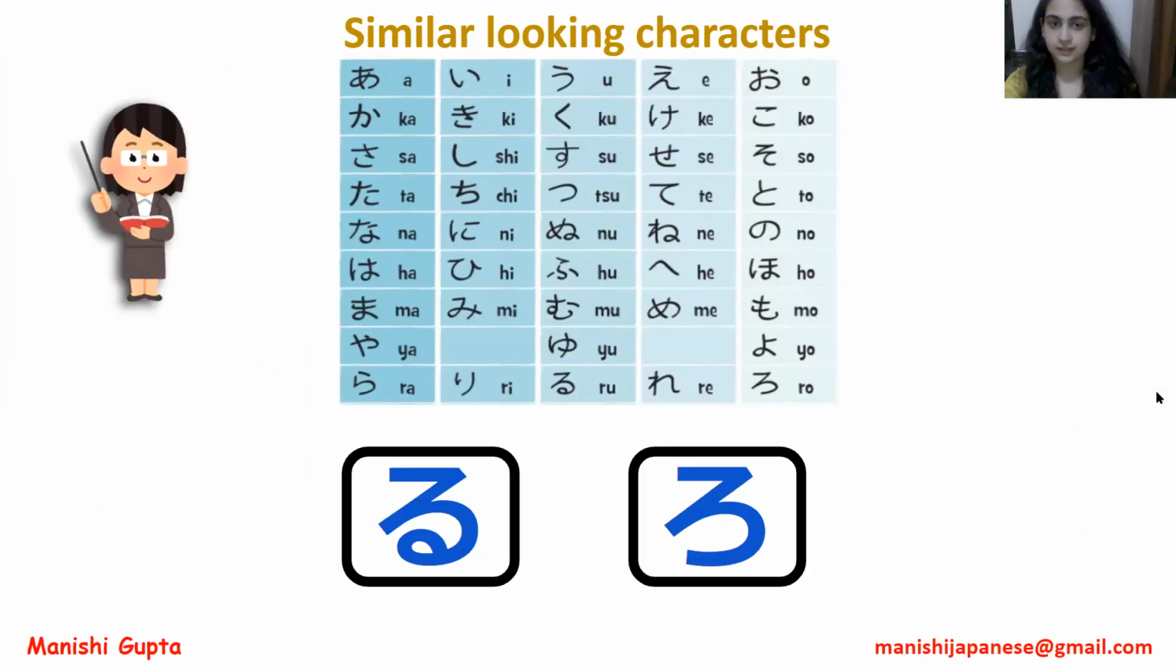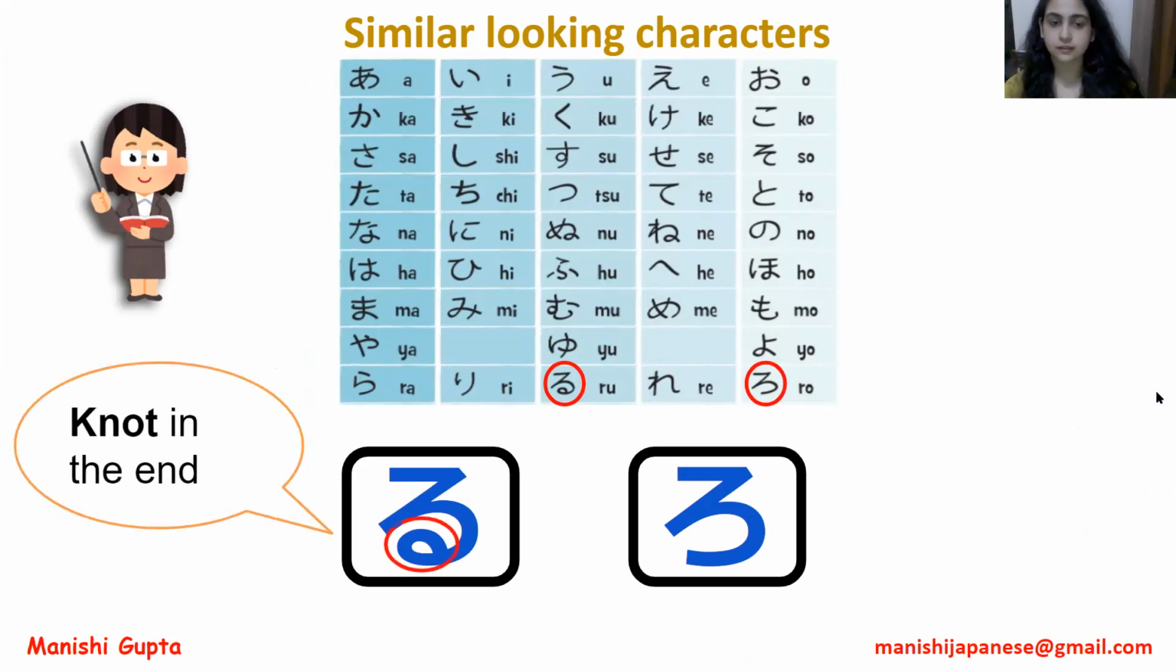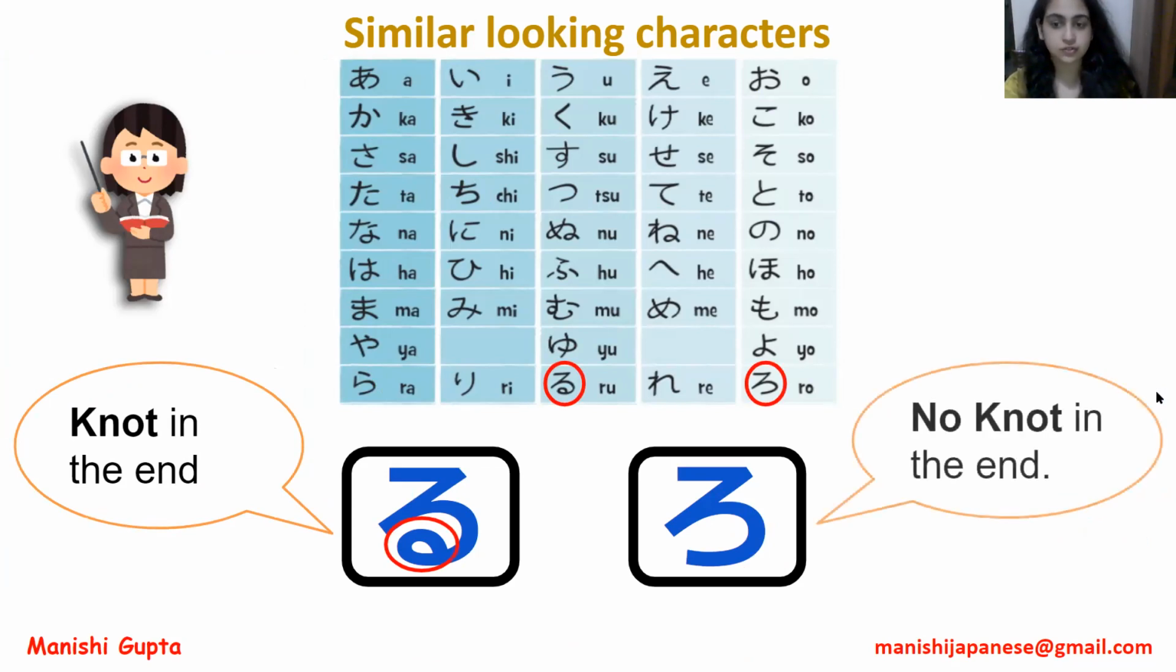And the next one, like I told you, these two look like three if they are not. The first one is Ru, second one is Ro. Again, how do we differentiate between these two? Looks very similar. So if you look at the ending, initial stroke again looks same, but the ends. There is a knot in the end for Ru. However, there is no knot in the end for Ro.